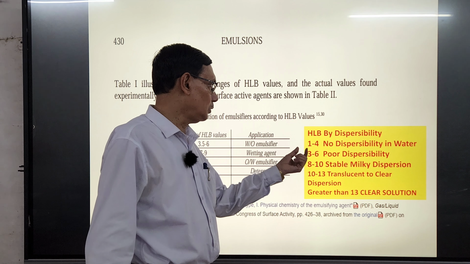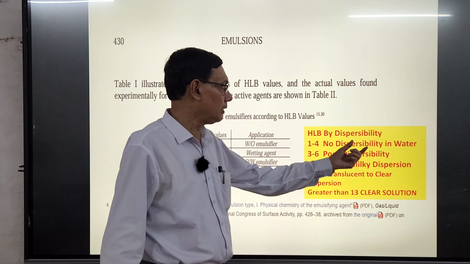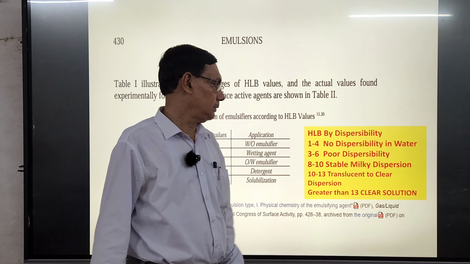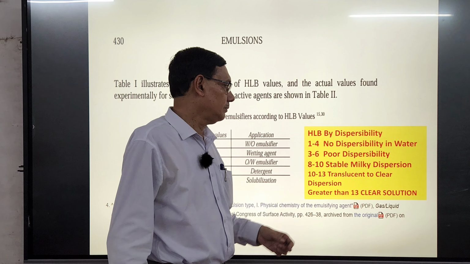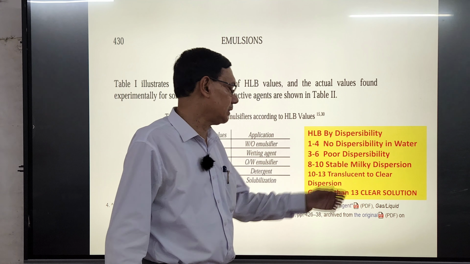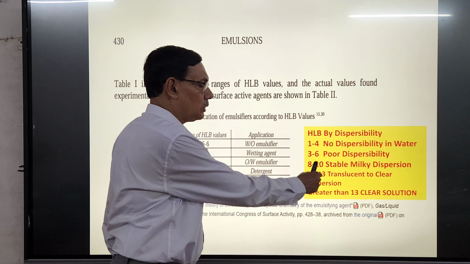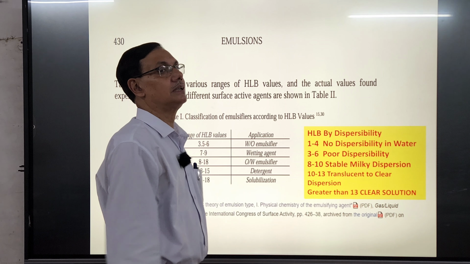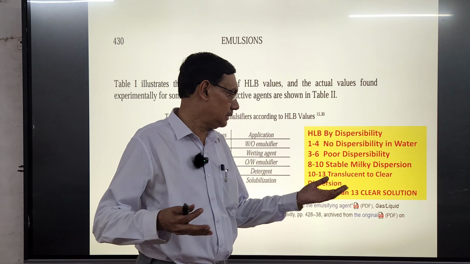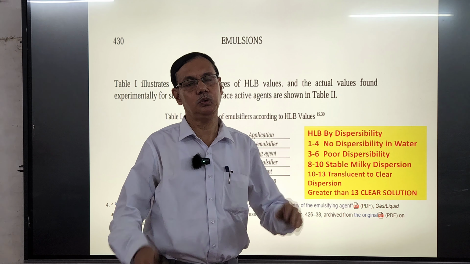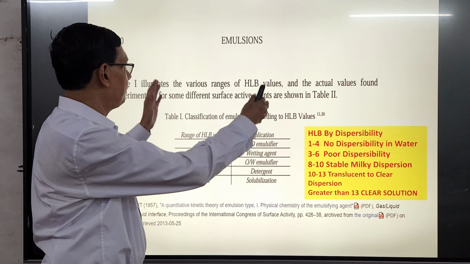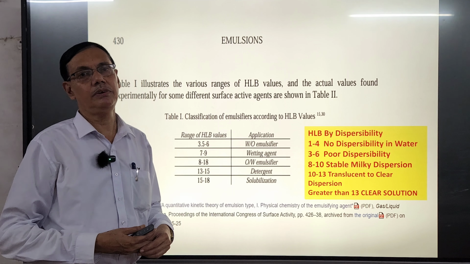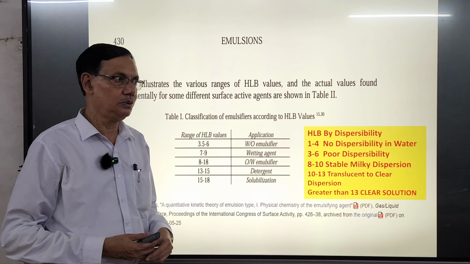If the range is 1 to 4, there is no dispersibility in water. If it is 3 to 6, poor dispersibility. 8 to 10, it is a stable milky dispersion. If it is 10 to 13, it is a translucent to clear dispersion. And if it is greater than 30, that means it is a clear solution. So with the help of this table, you can understand the various ranges of HLB scale or HLB values.